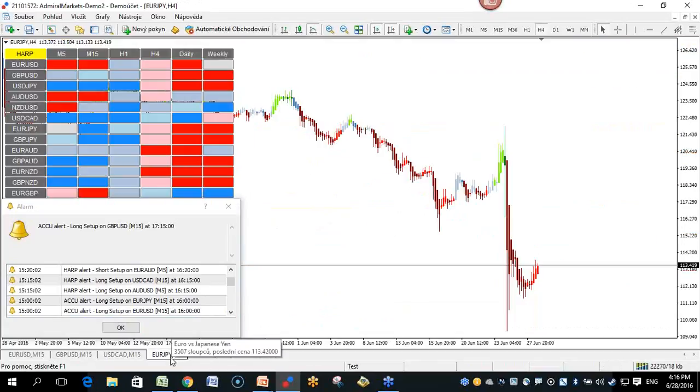Same holds true for Harp. And we want to be careful that we, of course, check the chart and make sure that this is something that we think from a structure point of view makes sense.